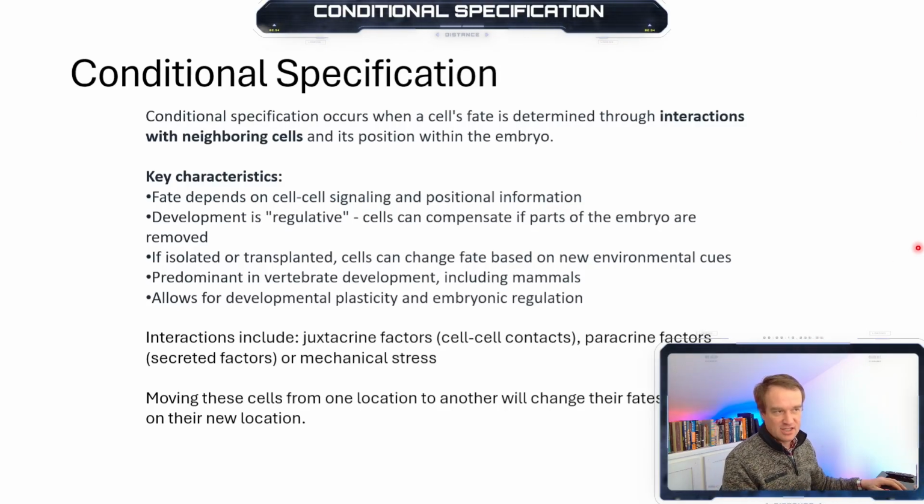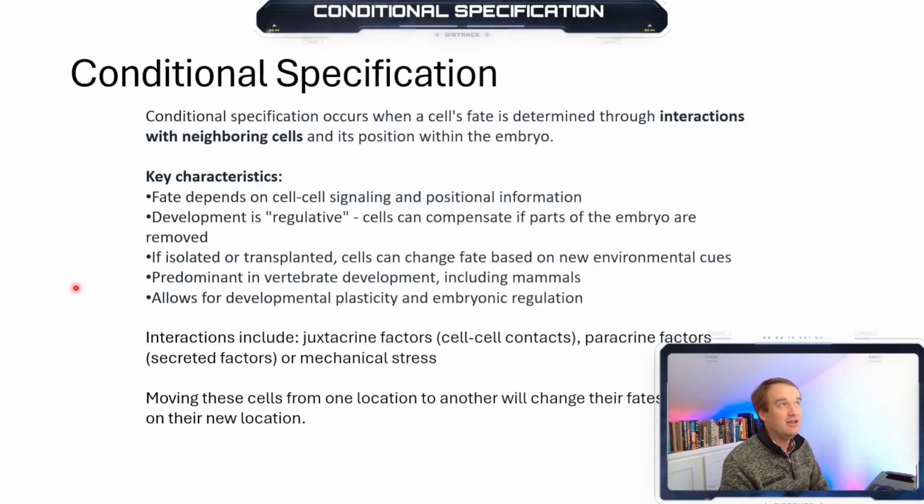So it occurs when the cell's fate is determined through interactions with neighboring cells and its position within the embryo. So fate depends on cell-to-cell signaling and positional information. So who's your neighbor? It's kind of keeping up with the Joneses, so to speak. So this development is regulative. So cells can compensate if parts of the embryo are removed, which is kind of cool.